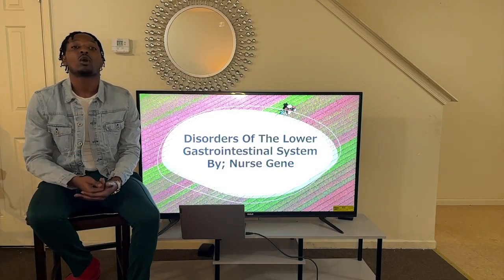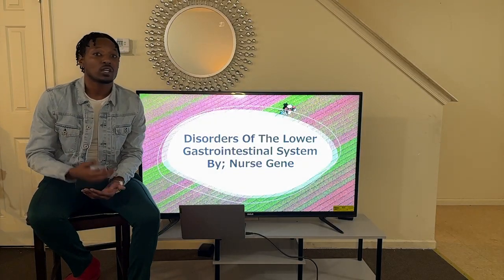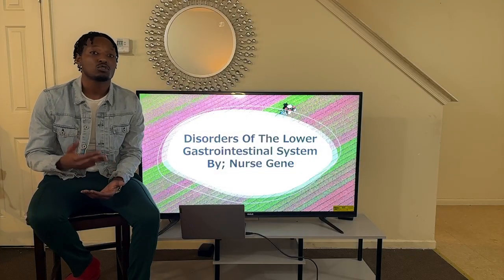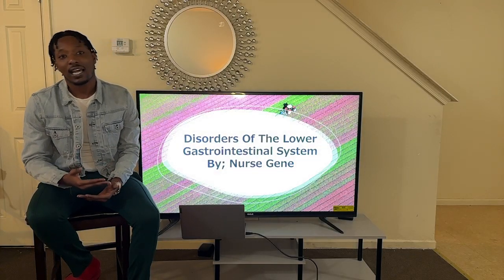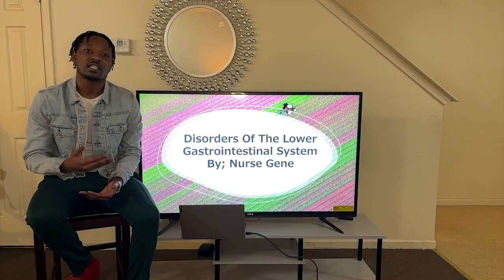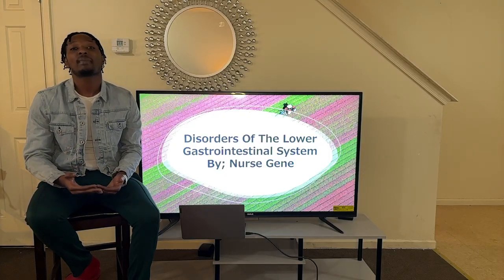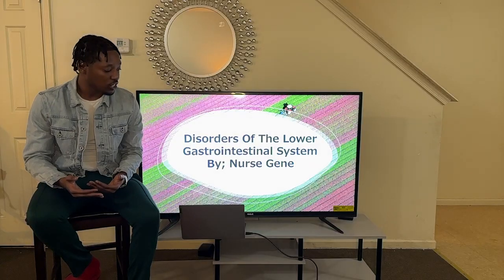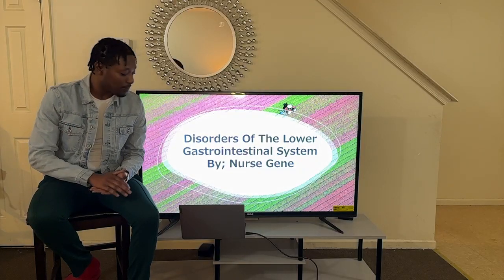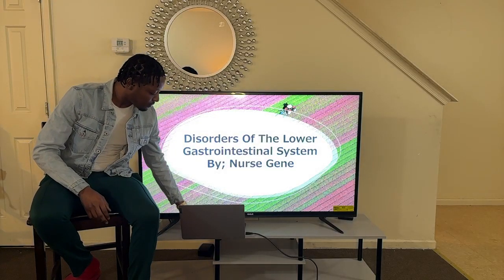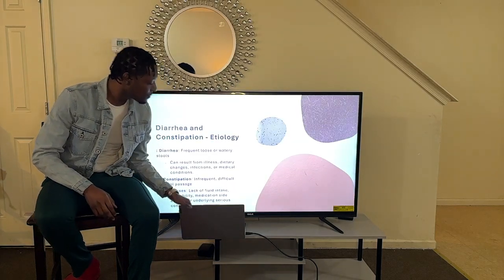We'll also be going over how the disease starts, what the causes of the disease are, how you treat the disease, what the signs and symptoms are, what we need to monitor for as nurses, and what we should educate the patient on upon discharge. So let's not waste any time and get right into some of the disease processes.